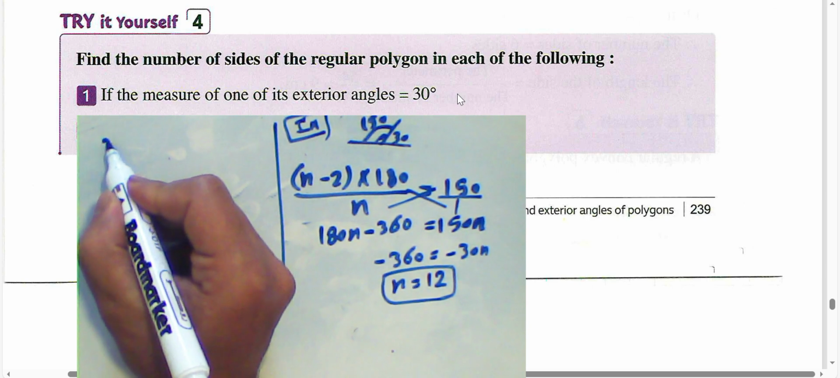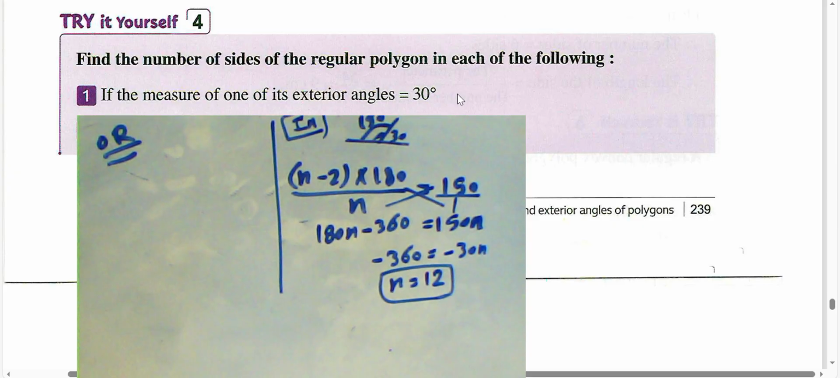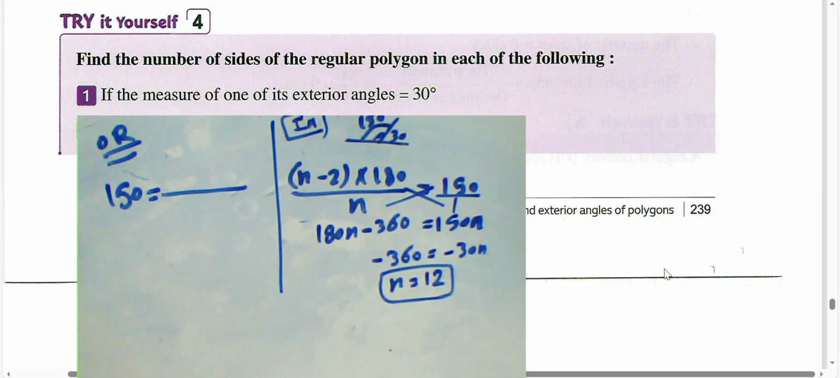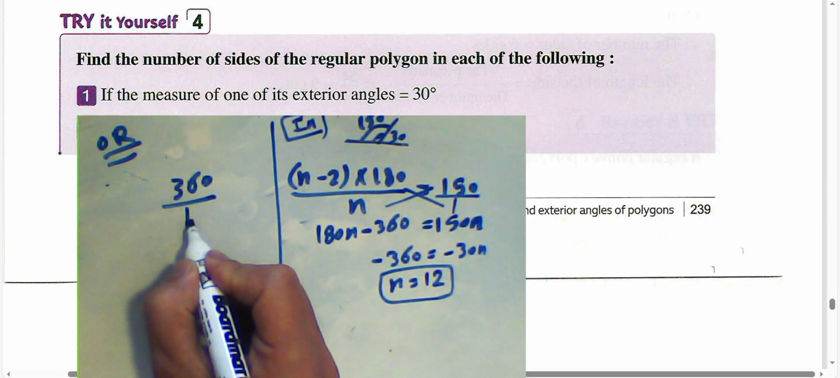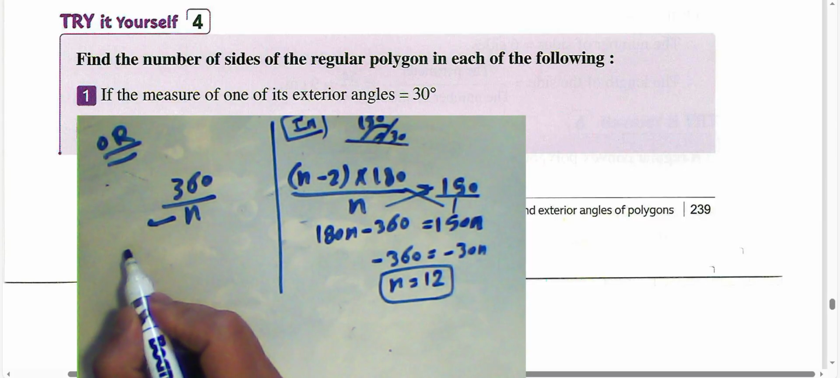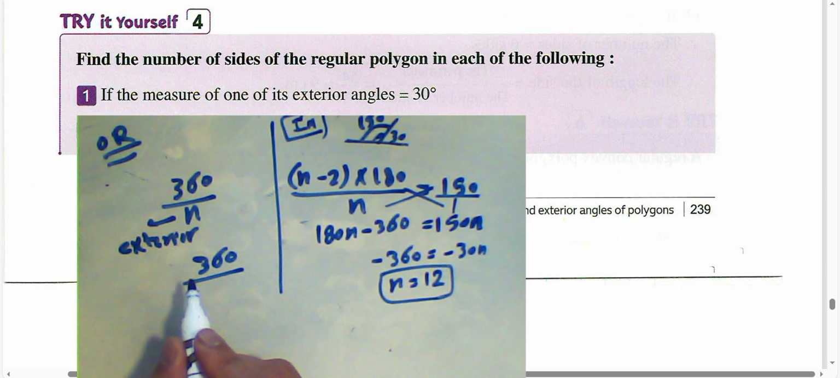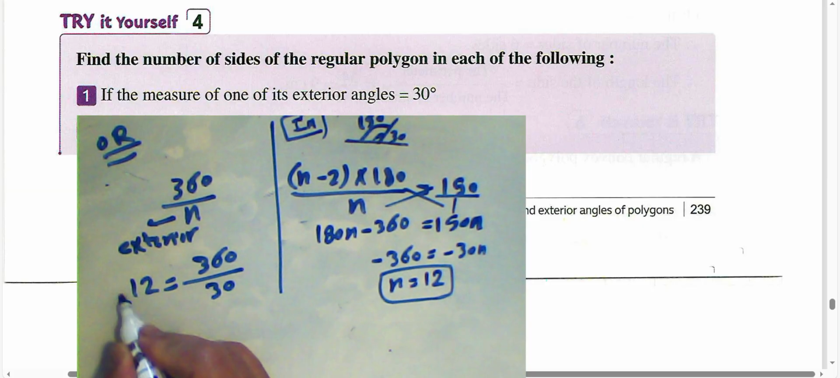Or you can solve this question by another method. By another method you can write here that the measure of the interior angle was 150 and the number of sides equals, you can write this rule, 360 divided by n. Here it is reversed, for the exterior angle. Then you can write 360 divided by the exterior angle. He gives us the exterior angle 30, then the result will be 12 in one step.